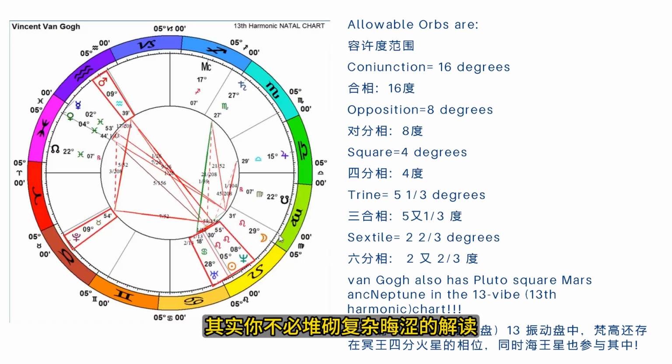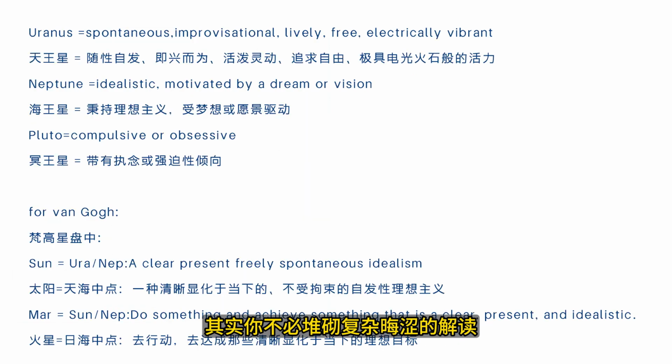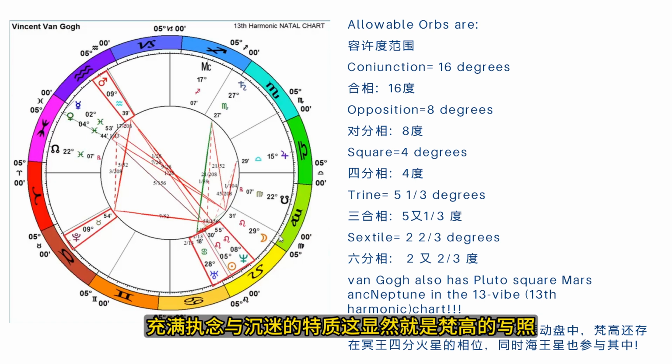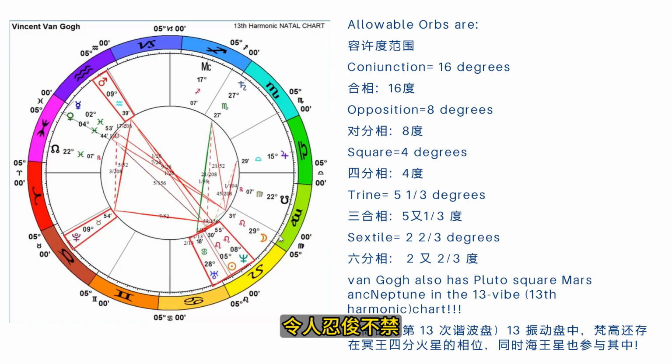because you don't have to dig around for fancy interpretations. Just compulsive or obsessive. If you keep your interpretation simple and don't complicate it and don't go off into a million different things, you'll get right to the heart of what it means. So now, let me get back to his chart, the 13 vibration chart. Pluto's making the whole thing compulsive and obsessive, which of course is what Van Gogh is.